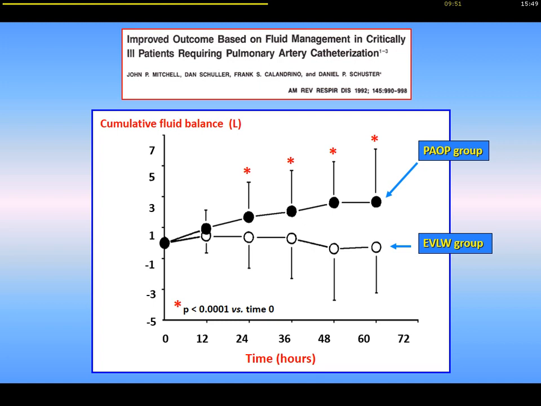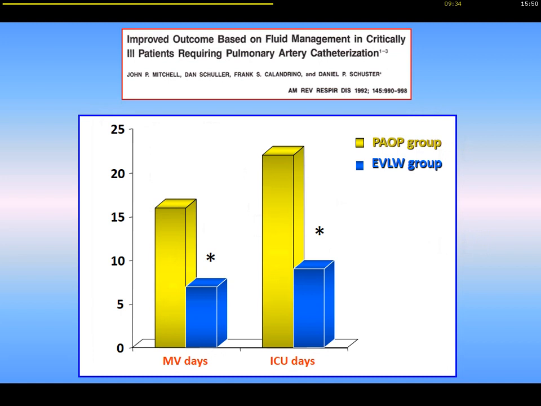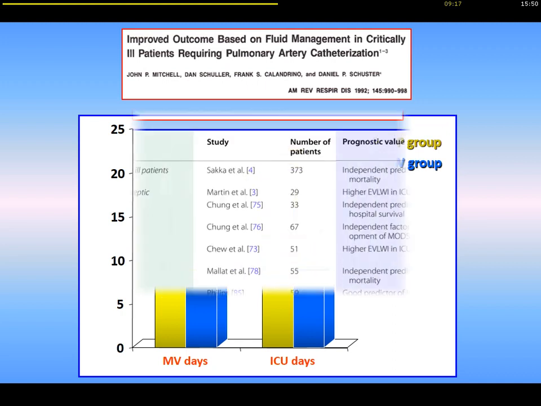As you can observe, the cumulative fluid balance was better maintained in the extravascular water group compared to the POP group. So this is good news, because we know that the cumulative fluid balance is not a good thing. It is always associated with increased mortality. And also, more importantly, they show that the duration of mechanical ventilation and the duration of ICU stay were shorter in the group of patients managed according to extravascular water compared to the other group.